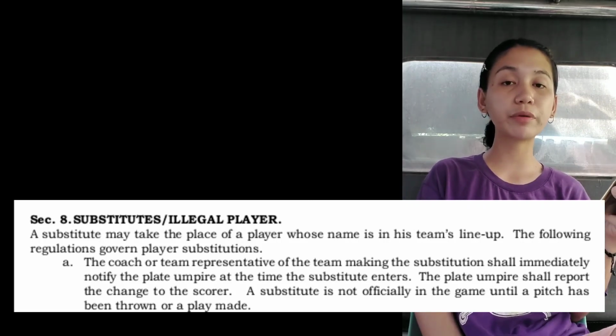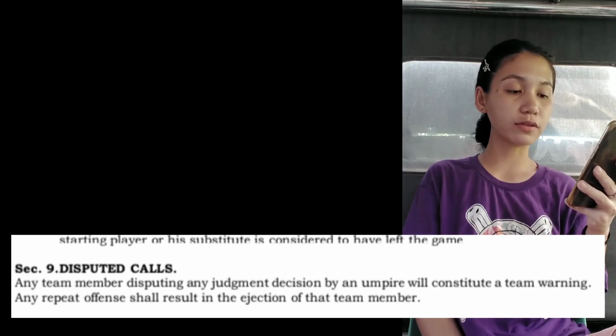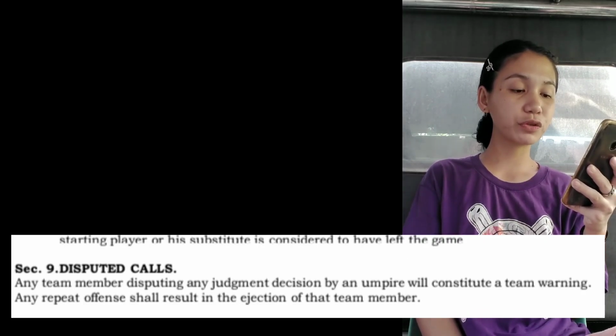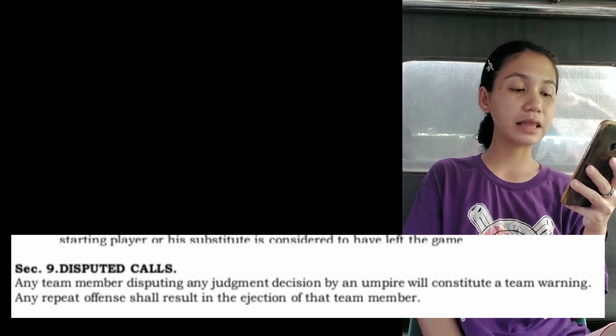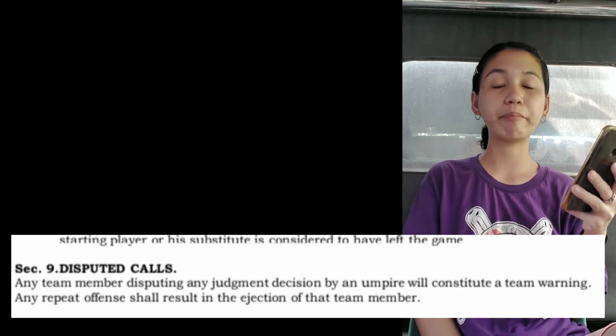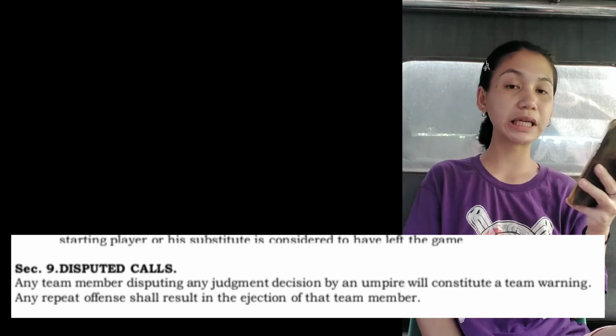On to rule number 4, section 9, the disputed calls. Any team member disputing any judgment decisions by an umpire will constitute a team warning. Any repeat offense shall result in the ejection of the team member. So that is rule number 4, section 9, disputed calls.